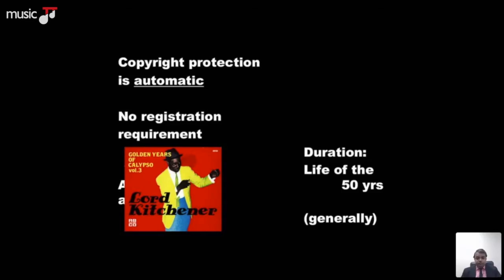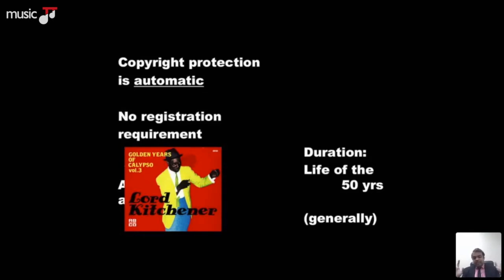So there are countries that have registration of copyright and copyright registries. That does not necessarily mean that it is not protected. The registration of the copyright is for the purposes of providing evidence that you have copyright. Yeah? So I want that to be abundantly clear.